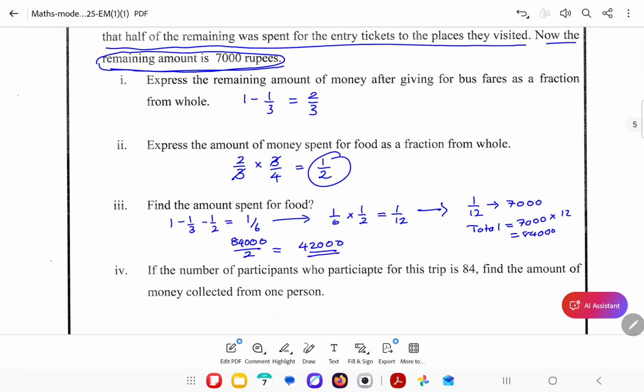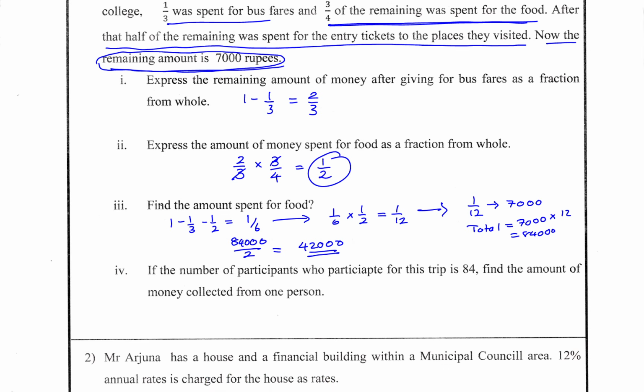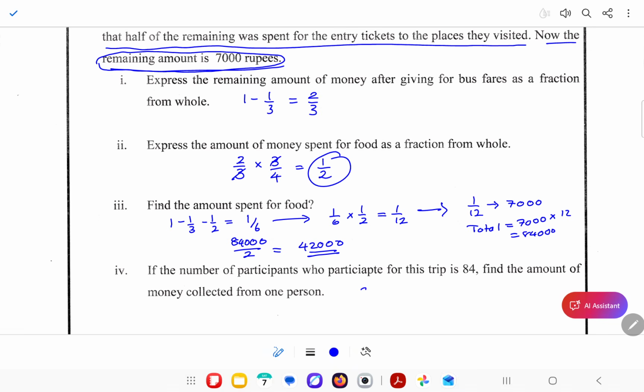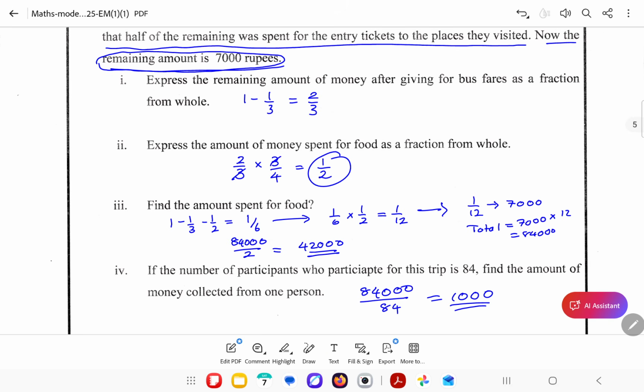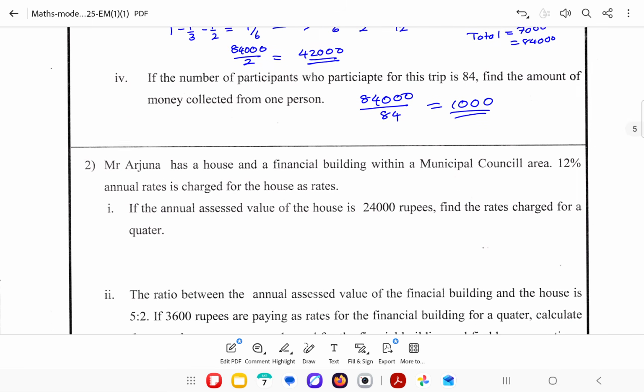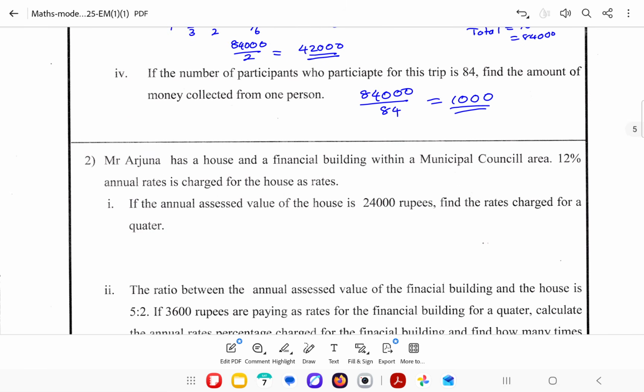If the number of participants who participated for the trip is 84, find the amount of money collected from one person. So total is 84,000 divided by the number of people 84. So 1,000. Each person had to pay 1,000. Right. So that is the first question of part B. Now let's look at part B, second question.